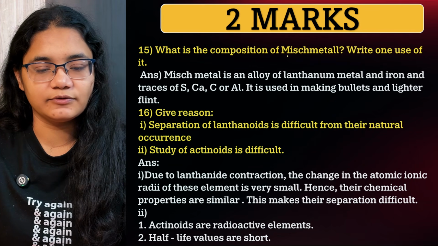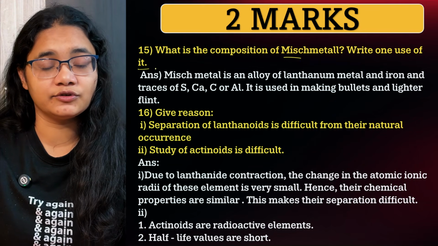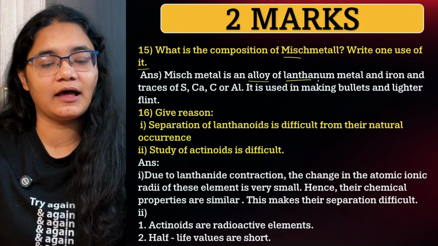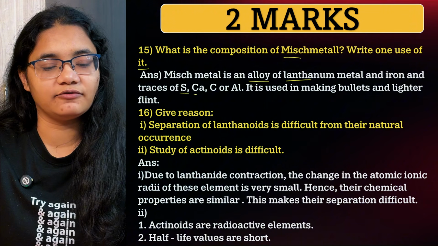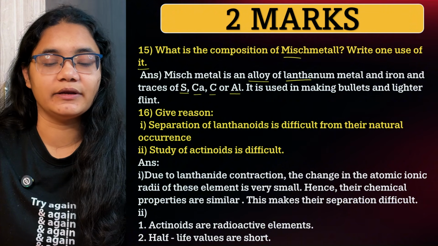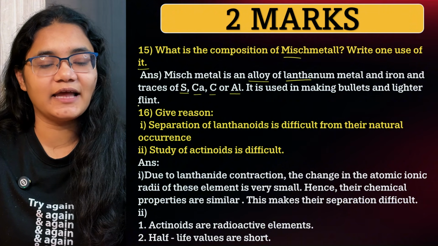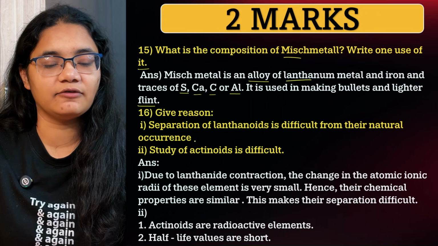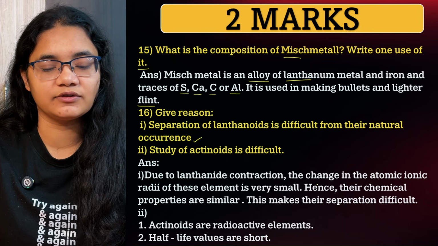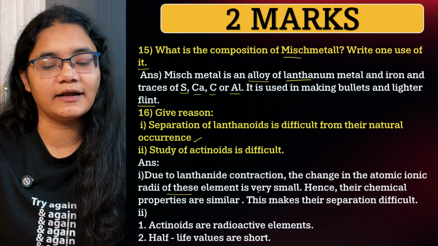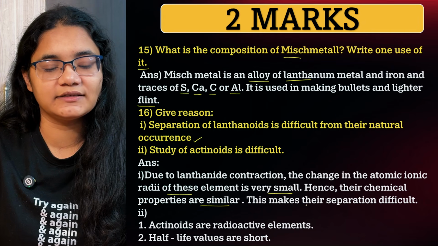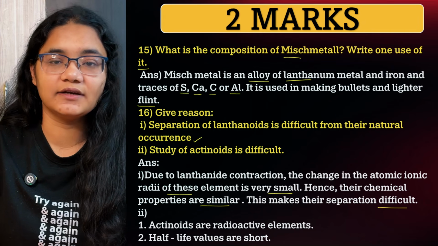Next, what is the composition of misch metal and write one use of it. Misch metal is an alloy of lanthanoid metals and iron and traces of sulfur, calcium, carbon or aluminium. It is used in making bullets and lighter flint. Now, what is the reason for that? Separation of lanthanoids is difficult from their natural occurrence. That is because of their atomic and ionic radii. These elements are very small in size, hence their chemical properties are similar and their separation is difficult.